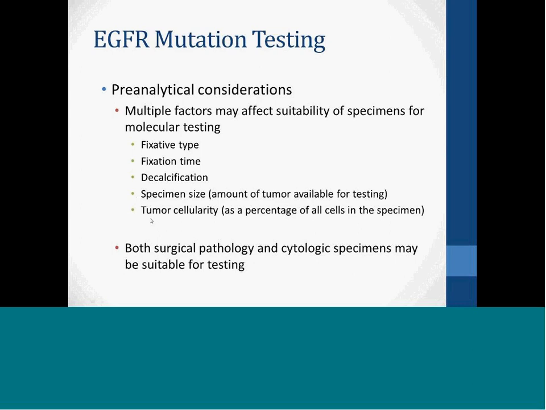Specimen size and tumor cellularity are also important because these determine the amount of DNA available for testing. Tumor cellularity in particular, as a percentage of all cells present in the specimen, realizing that in any tumor sample there may be inflammatory cells or stromal cells mixed in there. And the percentage required for successful testing will depend to a degree on the type of testing or the method used for testing. I'll talk about that in a minute.